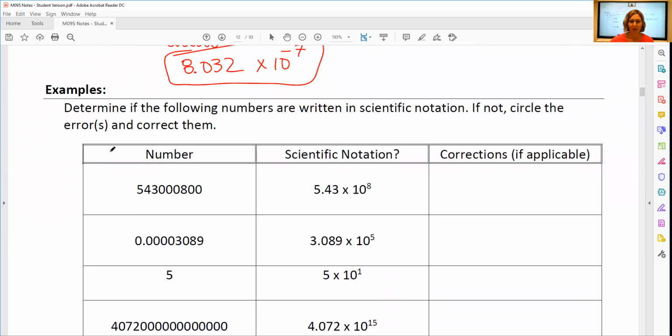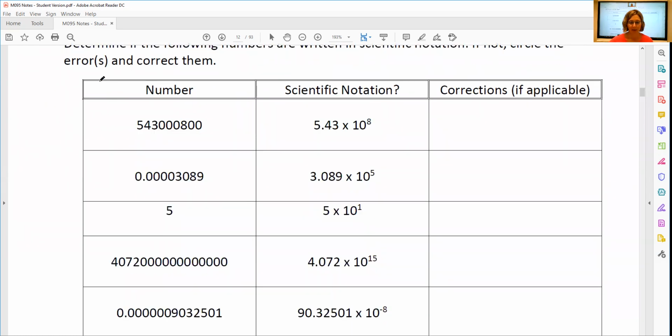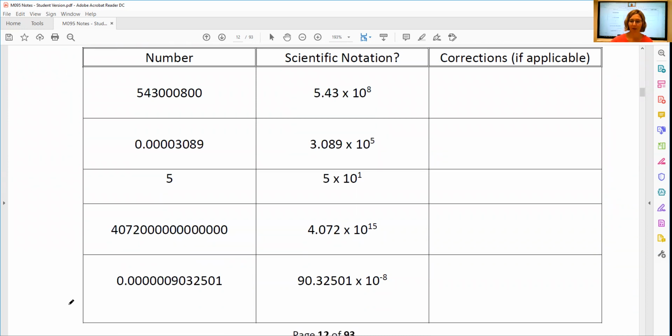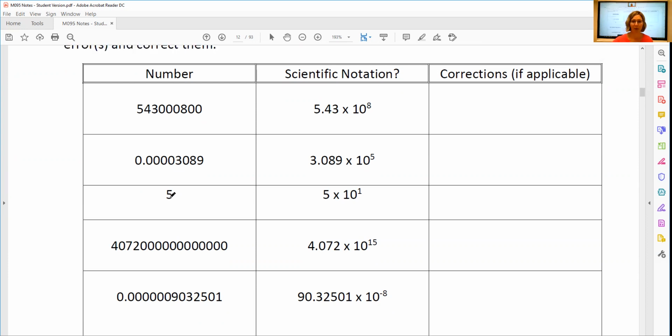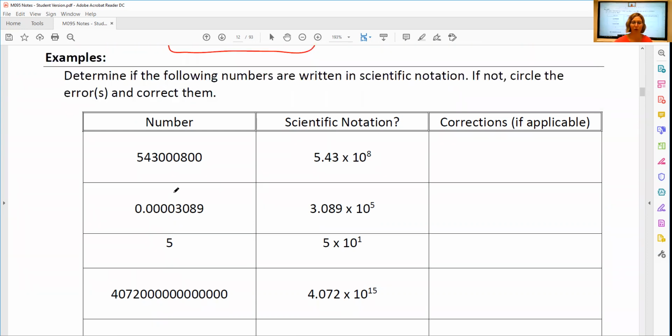So then what I would like you to do in a face-to-face class, I normally have you guys do these problems as a little group activity with your table buddy. And so what I want you to do is try to do these. I'm going to do the first one with you as we read the directions. It says, determine if the following numbers are written in scientific notation. If not, circle the error or errors and correct them.